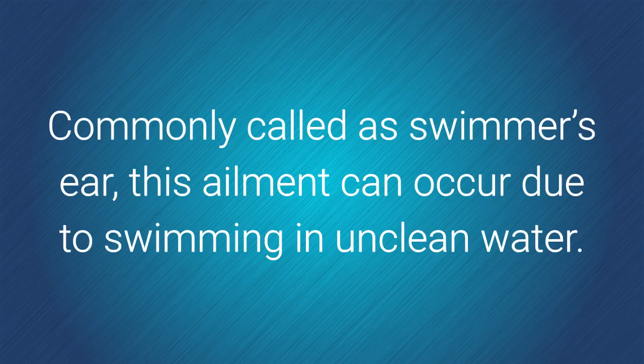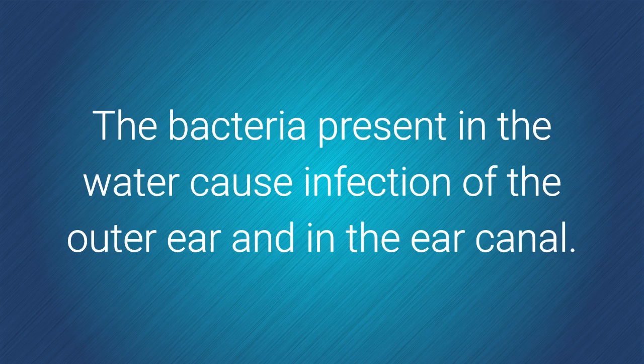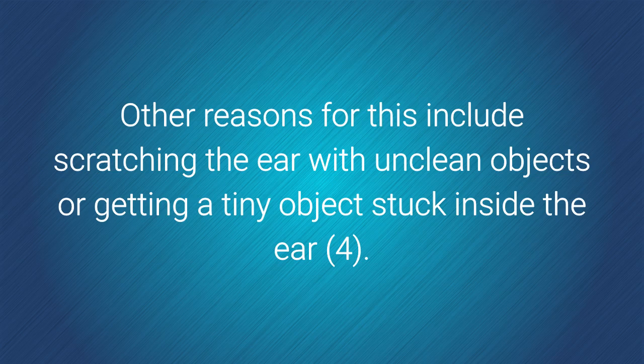Otitis externa, commonly called swimmer's ear. This ailment can occur due to swimming in unclean water. The bacteria present in the water cause infection of the outer ear and in the ear canal. Other reasons for this include scratching the ear with unclean objects or getting a tiny object stuck inside the ear.